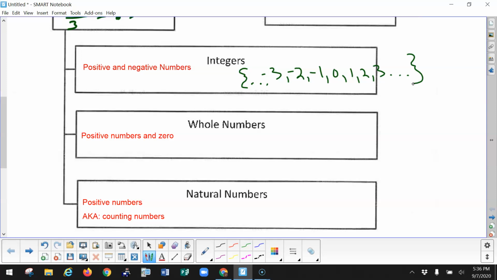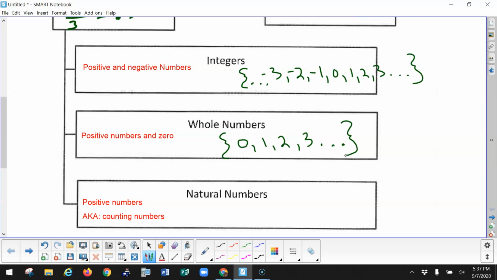Then when we talk about our whole numbers, it's the integers, but without the negatives. So it's only the positive numbers and 0. Again, it would be the set of numbers that includes 0, 1, 2, 3, and I could just keep going forever and ever, all the way up to positive infinity. But as you can see, our whole numbers do not include the negative numbers.